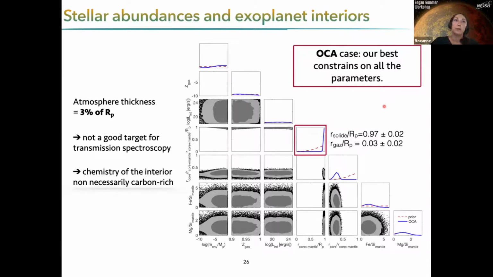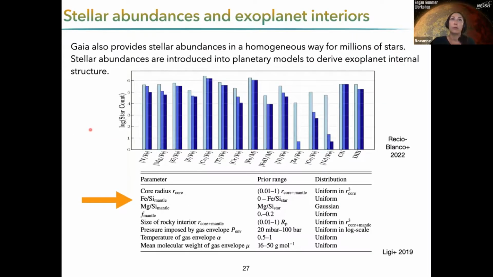What is interesting is that Gaia will provide stellar abundances in a homogeneous way for millions of stars, including stars that host exoplanets. And this will be very important because, as I just showed you, we need these abundances to use models of interiors of planets.